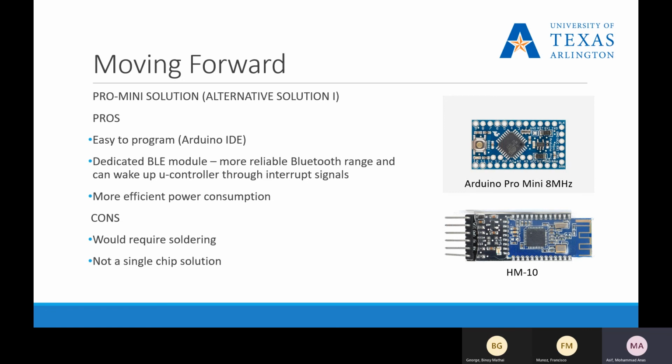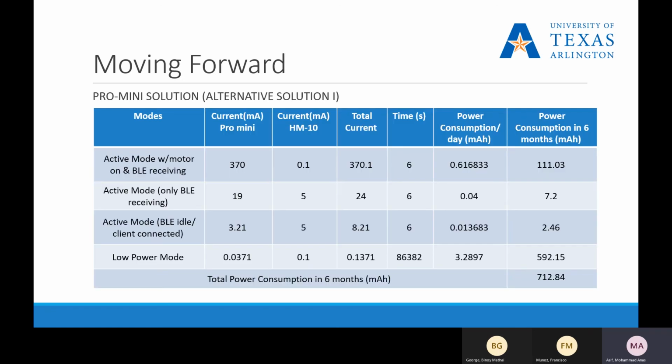Here, our first solution, we talk about the Pro Mini alternative. Now, this solution was much more efficient in terms of battery, but the catch was that it wasn't a single chip solution. It used a Bluetooth module and a microcontroller on 2 separate chips. So these needed to be soldered together, and we would have to eventually print out a PCB. But as you can see, the solution has a much better battery life. It only uses 712 milliamp hours in 6 months compared to the 16,000 on our ESP32.